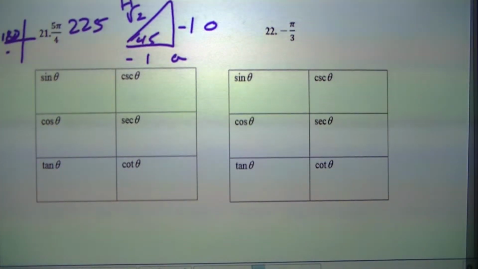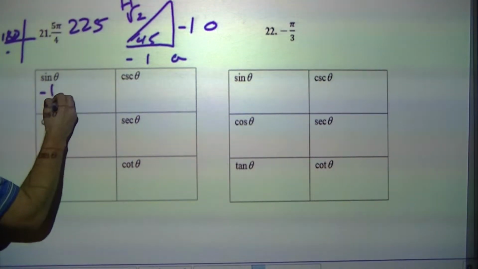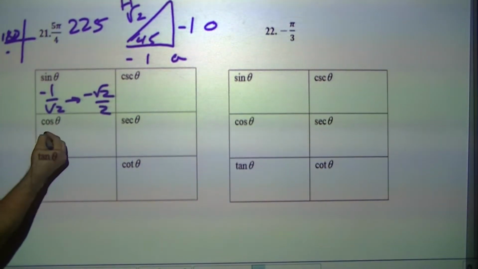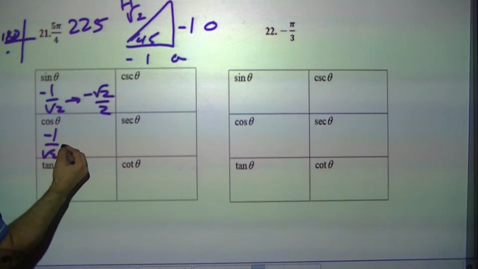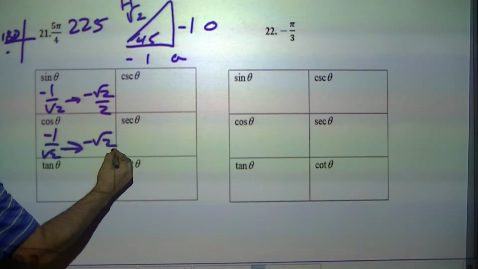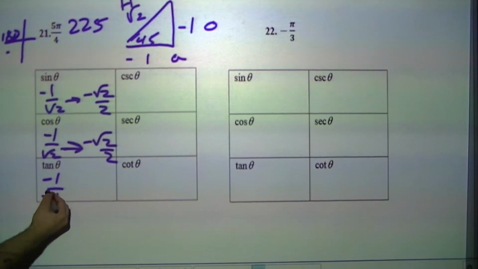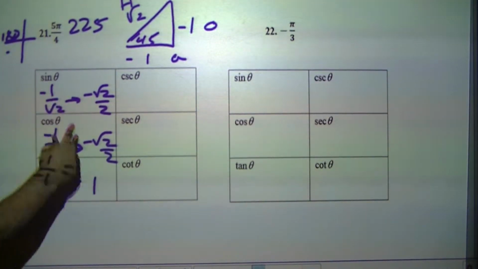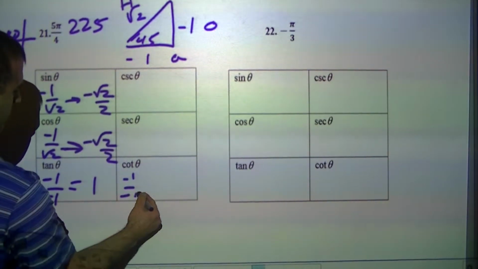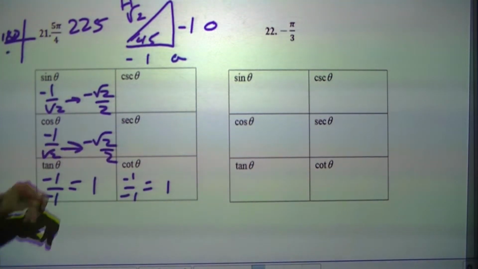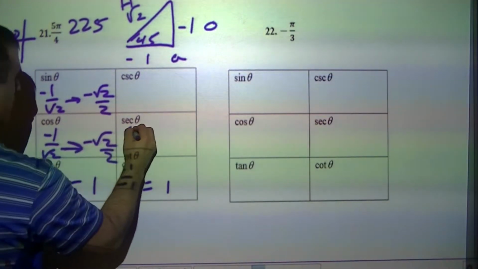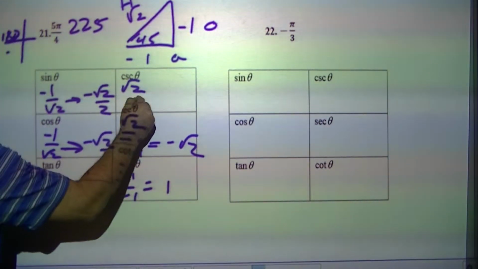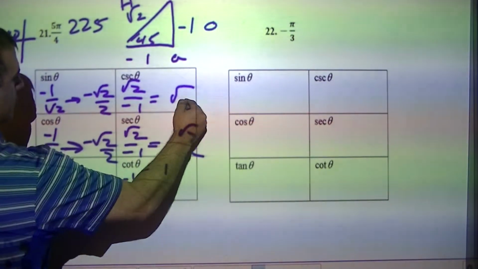Okay? So sine, negative 1 over the square root of 2, which is going to be negative square root of 2 over 2. Cosine, negative 1 over square root of 2, turns into negative square root of 2 over 2. Negative 1 over negative 1, 2 negatives create a positive. Okay? All right, working back up this way, same thing, positive. All right, secant is square root of 2 over negative 1, which is negative square root of 2. And also the square root of 2 over negative 1, which is negative square root of 2.